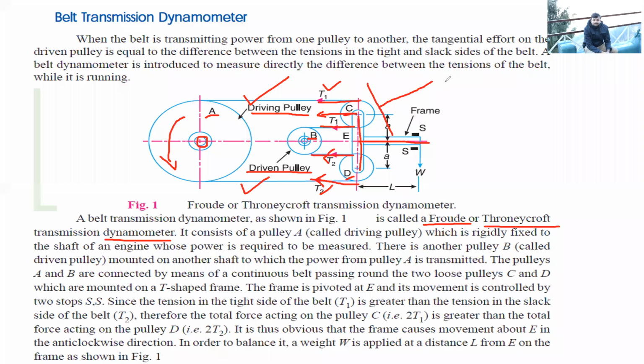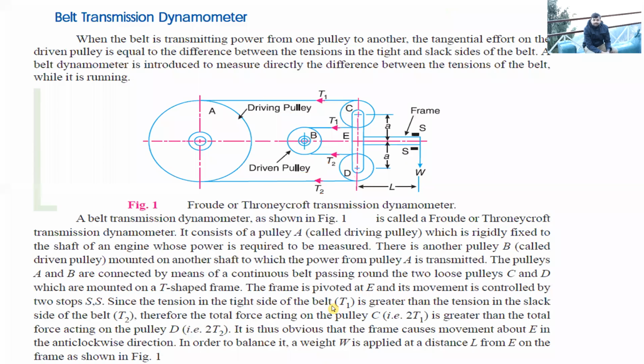Now we will again apply some weight over here until this comes back into its original position. That weight we will measure, and by measuring that weight we will try to calculate the amount of torque which is being produced. Now how we will calculate that, let's see.